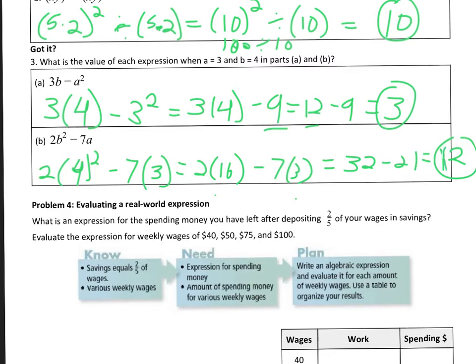So just remembering 3b is 3 times b. That's why I can do 3 times 4. This is 2 times 4 squared in the second example here. Okay, so making sure that we understand the multiplication aspect of that.